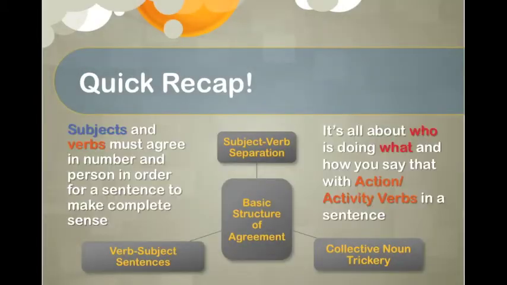And what we all came down to was again that subjects and verbs must agree in number and person in order for a sentence to make complete sense. And even if things seem a little weird, you still stick to that rule that subjects and verbs must agree in number and person. It's all about who is doing what and how you say that with action or activity verbs in a sentence. So your who would be your subjects. Doing what? What they're doing is going to be your verbs.